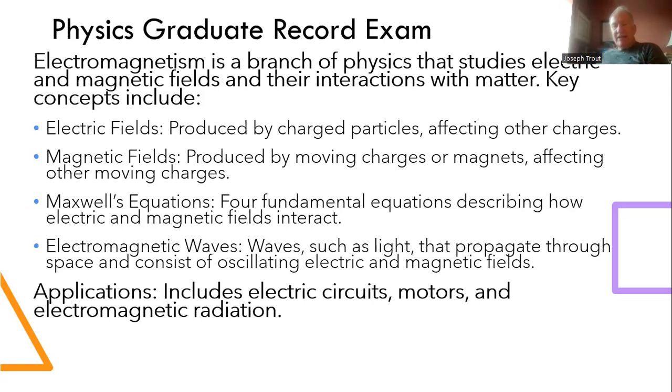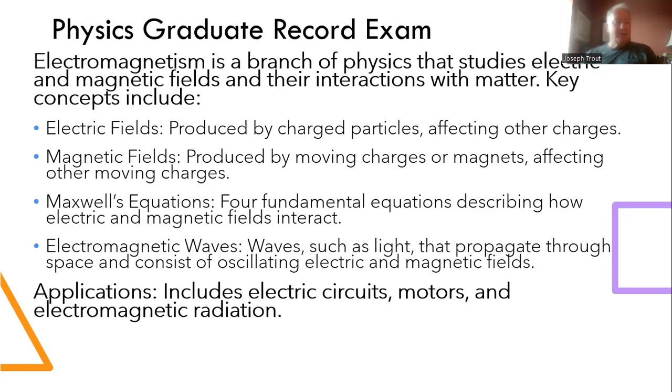The second biggest part of the exam is electromagnetism. And electromagnetism is a branch of physics that studies electric and magnetic fields and their interaction with matter. So the key concepts include electric fields. These are produced by charged objects and affect other charges. There are magnetic fields, and I'm sure you've used a magnet sometime in your life, but magnetic fields are actually produced by moving charges. And we look at the effect of magnetic fields on moving charges.